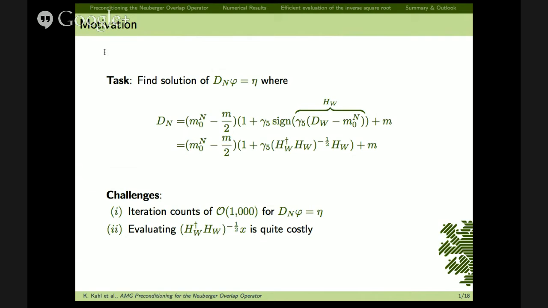And the other thing which we touched on recently is how you get the evaluation of this matrix function, which is basically equivalent to evaluating the sine function, but implicitly by rewriting it in this way. So how can you evaluate the inverse square root more efficiently than what has been done before? So let's talk about the first challenge.